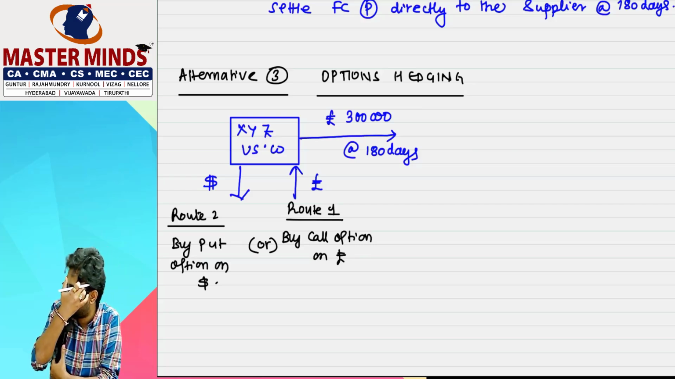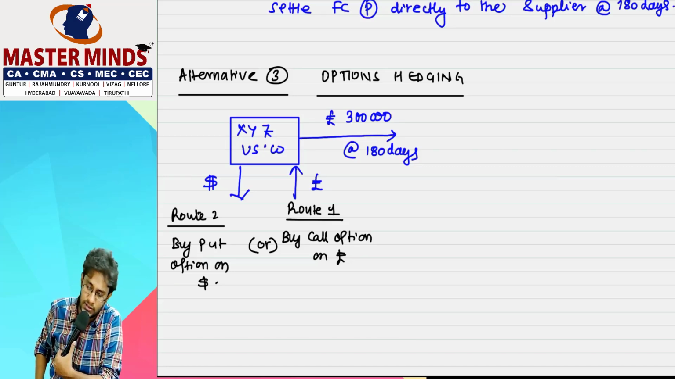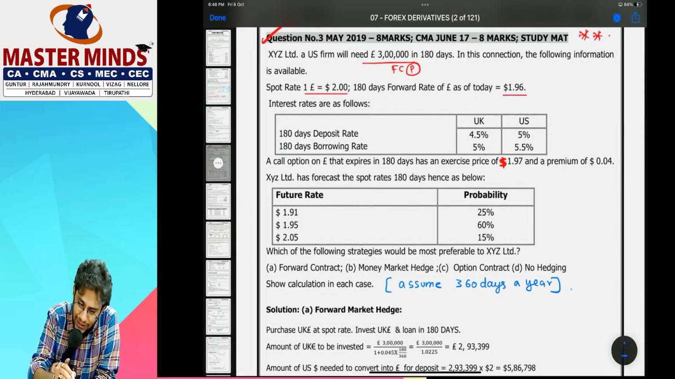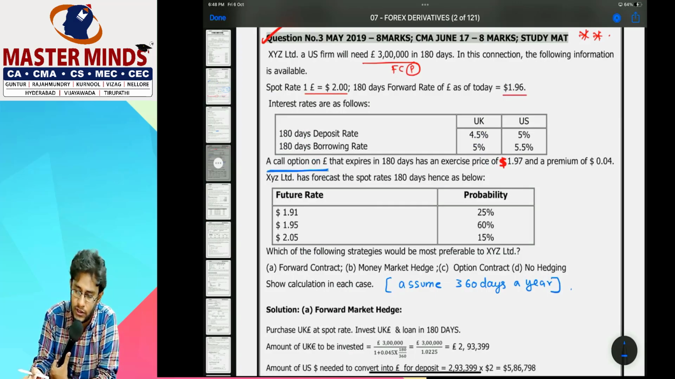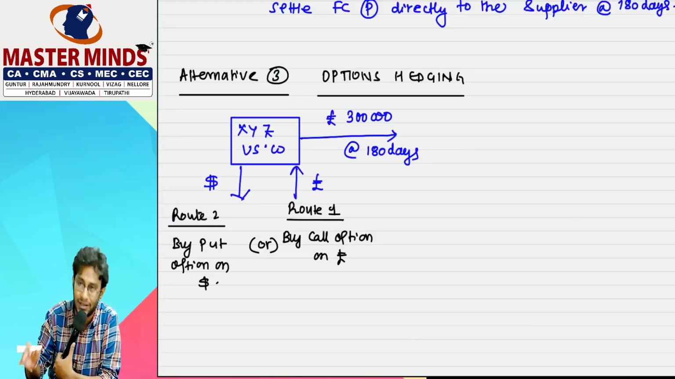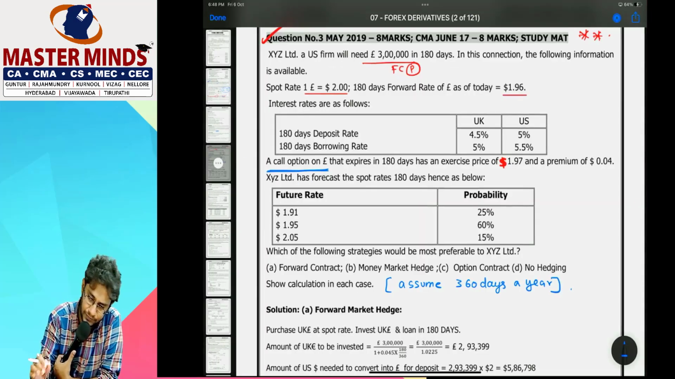Go and read the question, sir. Which option did they give you? Who is the underlying asset? Accordingly select either route 1 or route 2. Route 1, because very clearly he is saying that the data of a call option on pound is given. If the question had given me data of a put on dollar, I would have done that also, but in this sum they have given only a call option on pound, so only that.